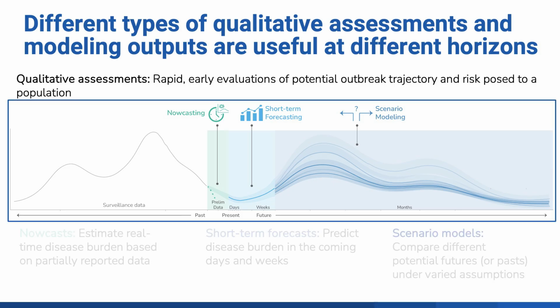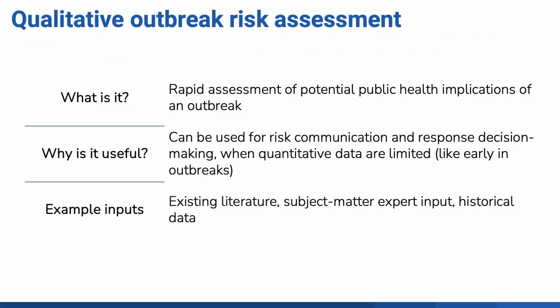This section will discuss risk assessments, a type of qualitative assessment that can be done early in an outbreak, even with limited data. These assessments can be updated when more data or analysis becomes available. A qualitative risk assessment is a rapid assessment of potential public health implications of an outbreak. The assessments often consider risk to the general U.S. population and can also address specific populations at higher risk.